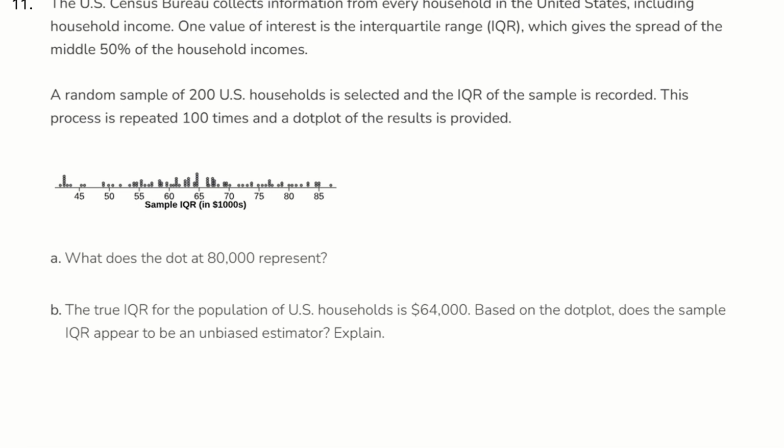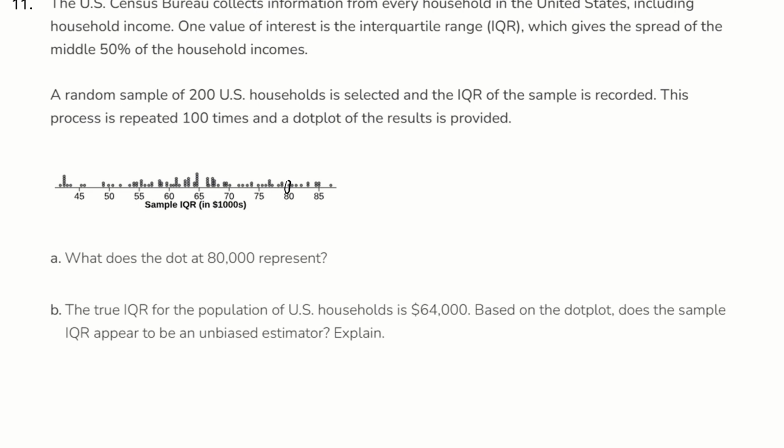What does the dot at 80,000 represent? Okay, so let's look at the dot at 80,000. So that's this dot right here, that little dot there. So remember, this is the sample IQR. So they took a sample of 200 households, and then they calculated the IQR from that sample. Okay, so what does this represent?